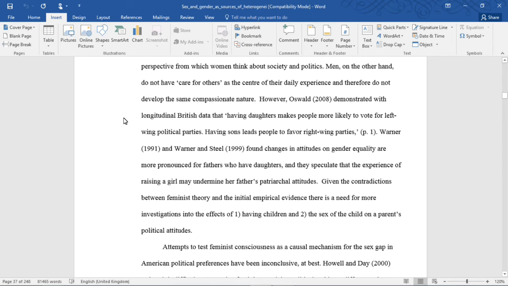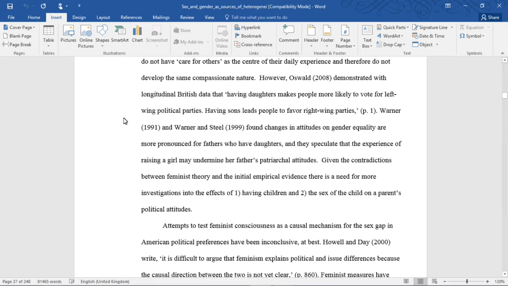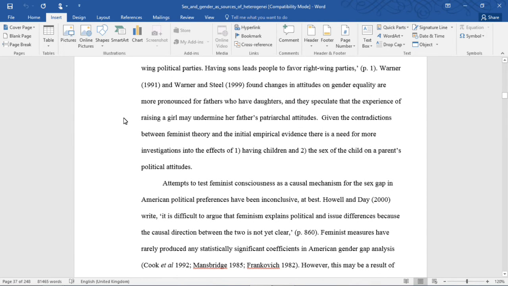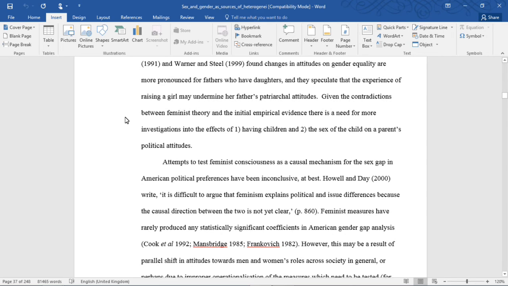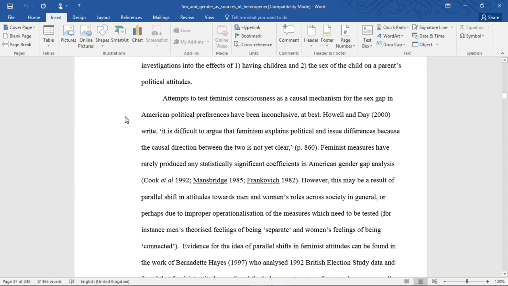However, Oswald demonstrated with longitudinal British data that having daughters makes people far more likely to vote for left-wing parties. Having sons leads people to favor right-wing parties. Warner and Steele found changes in attitude on gender equality are more pronounced for fathers who have daughters, and they speculate that the experience of raising a girl may undermine her father's patriarchal attitudes. Given the contradictions between feminist theory and the initial empirical evidence, there is need for more investigation into the effects of, one, having children, and two, the sex of the child on the parents' political attitudes.